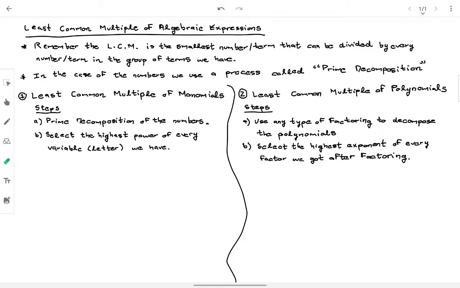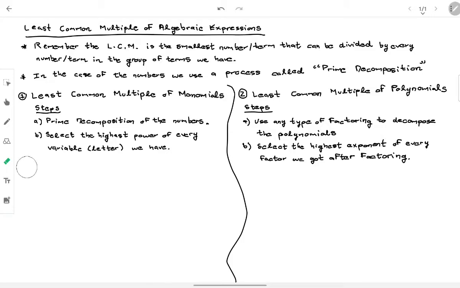In this case of exercises, remember we use a process that is called prime decomposition in order to know the least common multiple. So let's see how to obtain the least common multiple of monomials first, and then we will see how to obtain the least common multiple of polynomials. In the case of monomials, we will use the prime decomposition of the numbers, and then we will select the highest power of every variable, that means every letter we have. So let's see. First, I will do an exercise with only numbers to remember how to do it, and then we will also put letters.